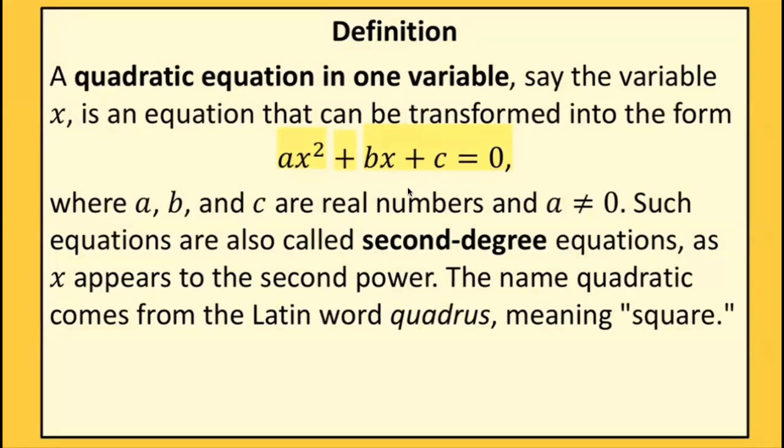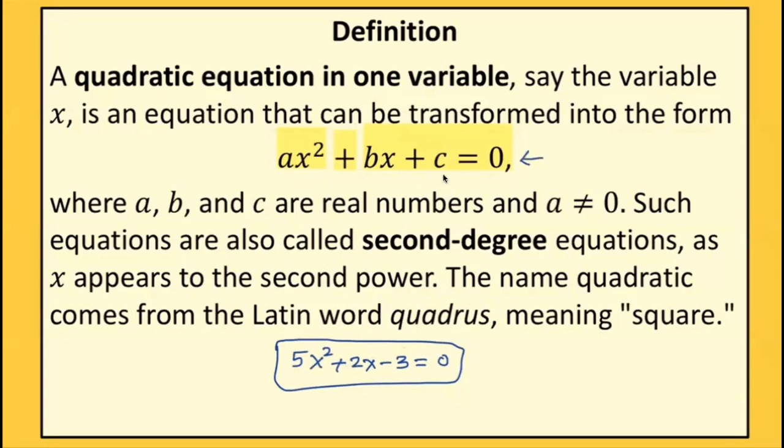Let me give you an example. If you have something like, say, 5x squared plus 2x minus 3 equal to 0, that is a quadratic equation. In place of a, I have 5. In place of b, I have a 2. In place of c, I have a negative 3, equal to 0. If the quadratic equation is written in this form, this is the standard form. The standard form has to be equal to 0.